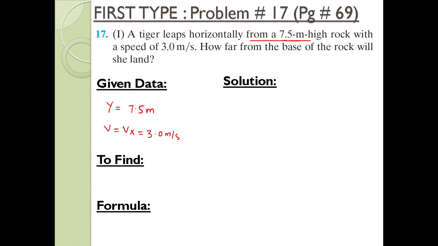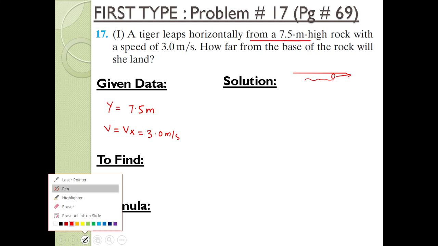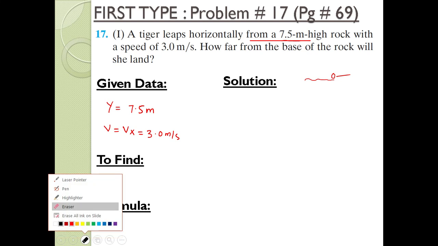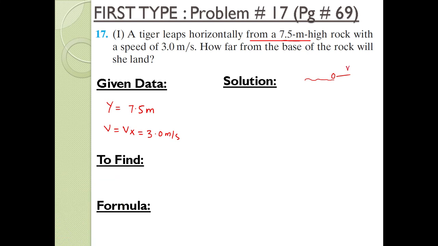In type 1 they are asking us to find how far the tiger will land. Meaning if this is the rock and the tiger is going to jump from here, it will have this horizontal velocity. The horizontal velocity is, as I told you, the total velocity, that is Vx, and then it will jump toward the ground, so it is projectile motion. So this distance they are asking us to find.